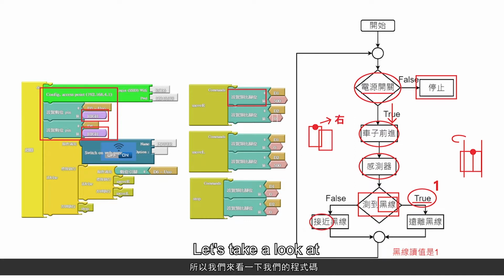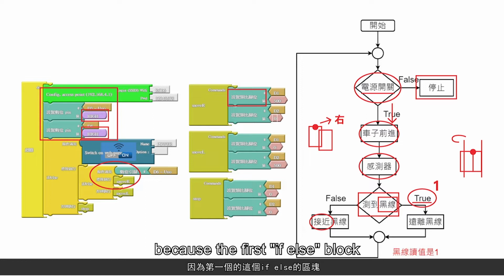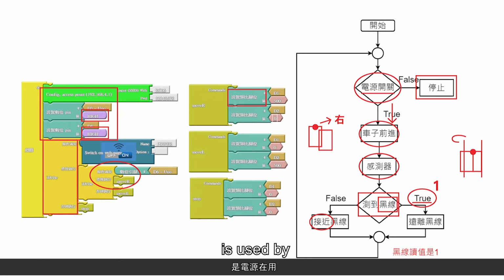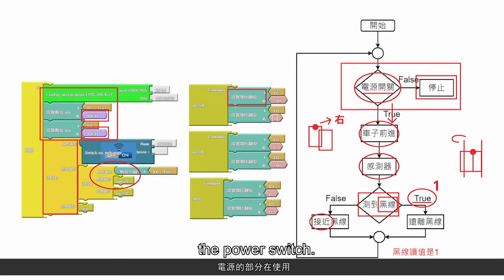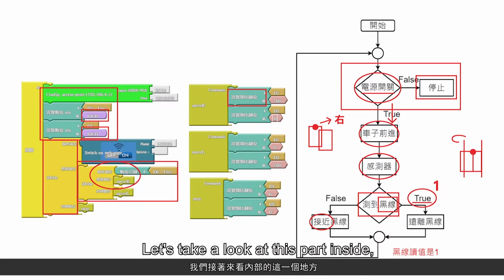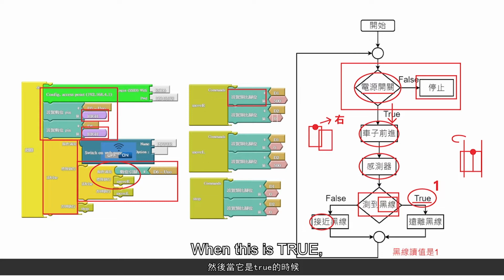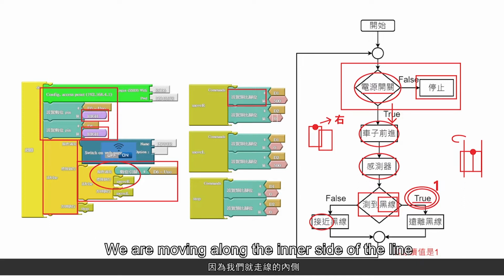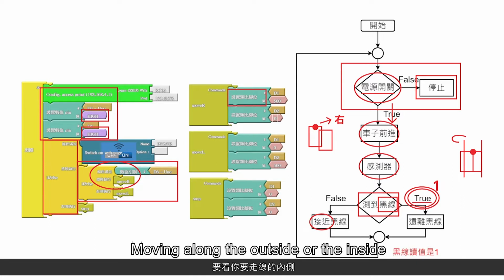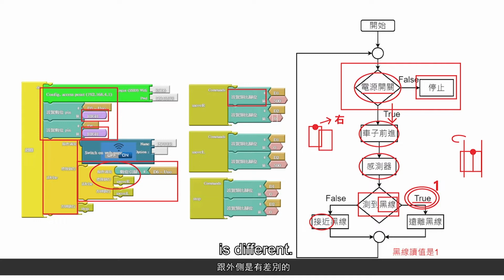Let's take a look at the second evaluation in our program. Because the first if-else block is used by the power switch, let's take a look at this part inside, which is for the infrared sensor. When this is true, it will move away. We're moving along the inner side of the line. Moving along the outside or the inside is different.